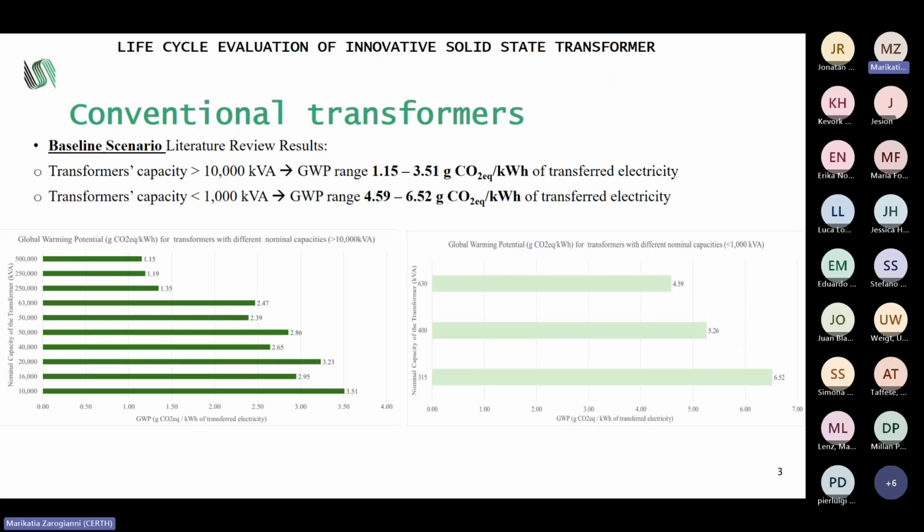And this revealed that transformers with lower nominal capacity generally exhibit higher global warming potential values per kilowatt hour of electricity transferred. This shows us a greater environmental burden. Conversely, as the nominal capacity increases, the global warming potential decreases, demonstrating improved efficiency and reduced environmental impact.